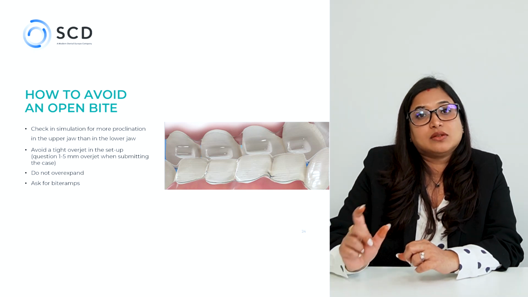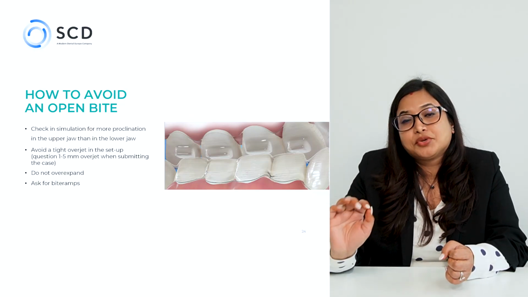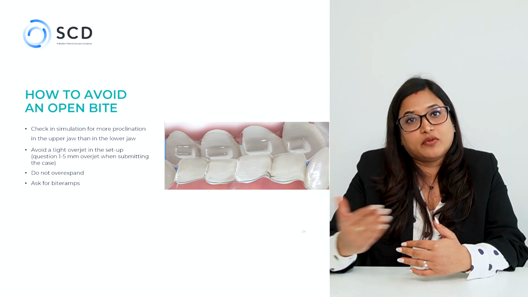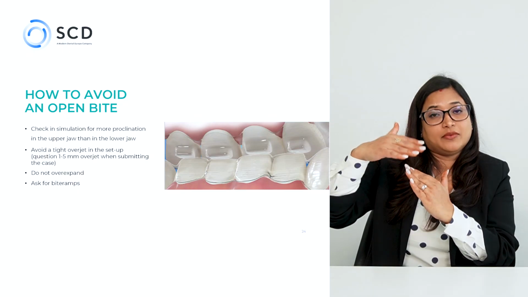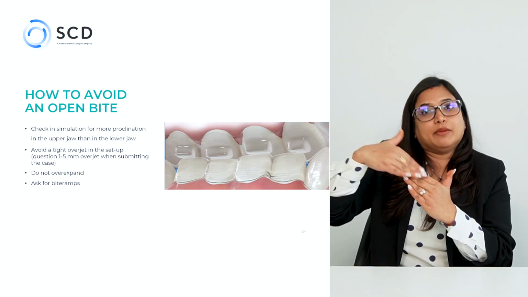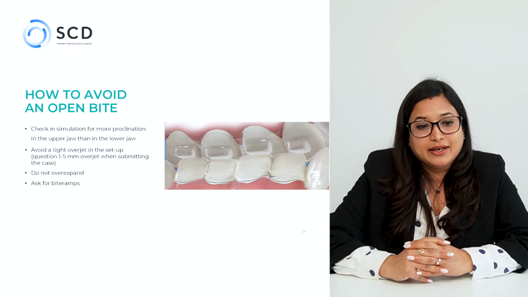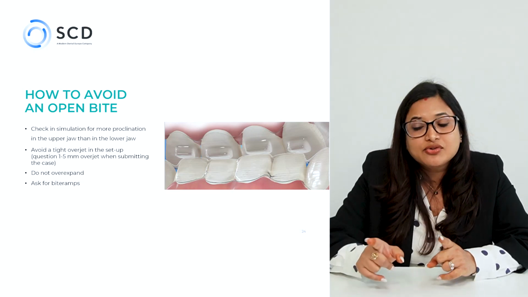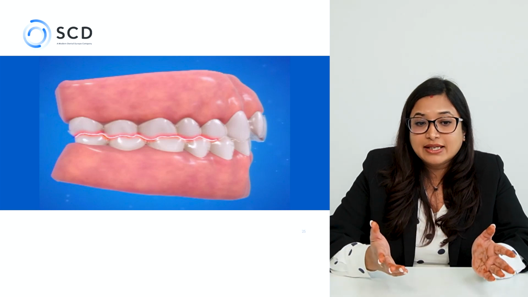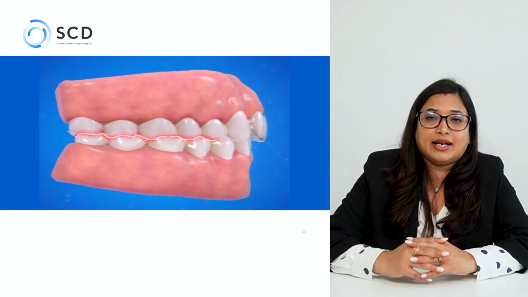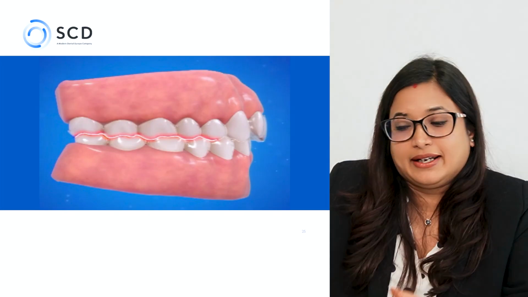When submitting the case means, you have a questionnaire which you fill in on this file. There, at least you have to write that I need 1 to 5 mm of overjet at the end of the treatment, because that will give you sufficient space between the anterior upper and lower jaw to avoid premature contact during the treatment or at the end of the treatment. Do not overexpand and also ask for bite ramps. Bite ramps are actually a very good solution if there are posterior open bites. You can see in this picture, it can be included in the aligners. Some doctors also do it separately from the aligners, but ideally you can include it in the aligners as well.